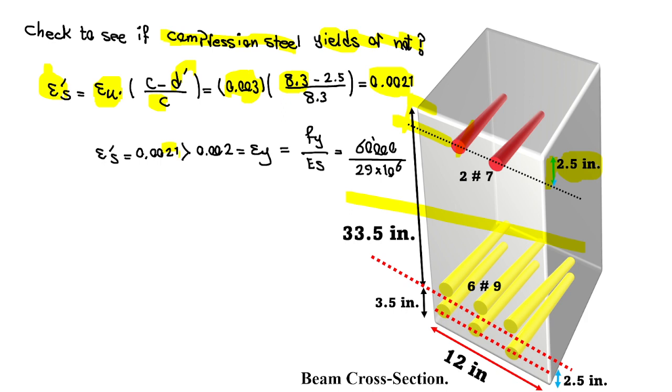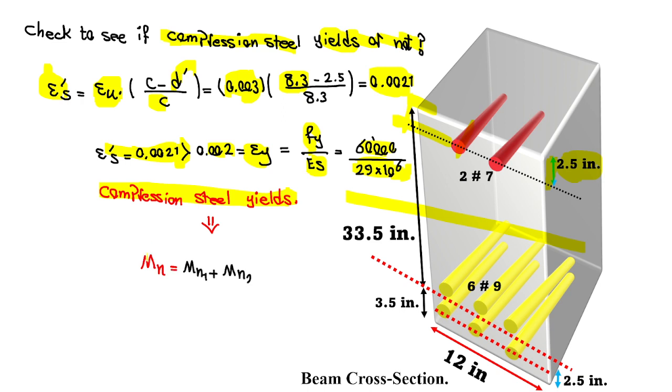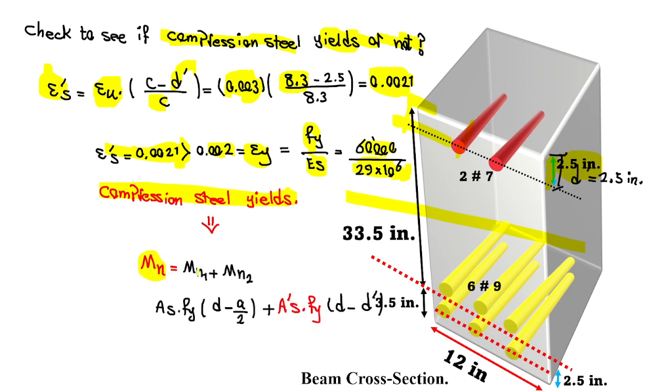Epsilon prime s is equal to fy over Es, 60 ksi over 29 times 10 to the 6, which is the modulus of elasticity of steel. That shows that epsilon prime s is at least the yield strain, so the compression steel is still yielding. So if the compression steel is yielding, we use this equation to find Mn, and Mn is just the moment created inside the domain. So that's this part.